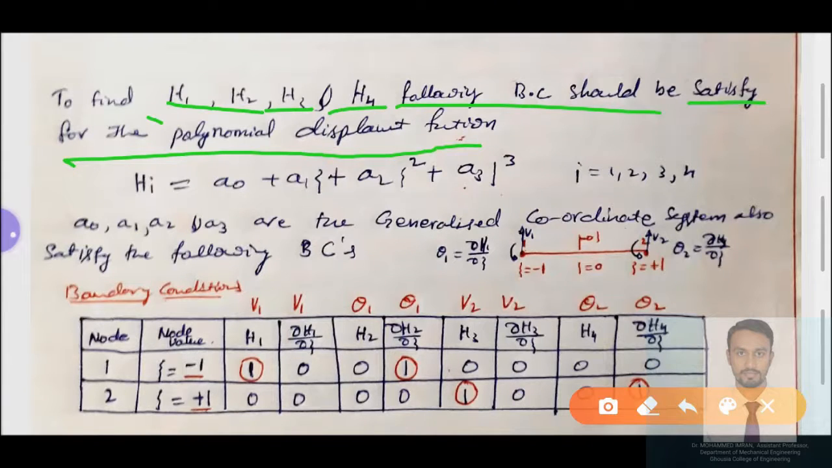Likewise here, to find the Hermite shape function we are not representing the beam in terms of a global coordinate system. We are representing the beam in terms of a dimensionless unit in a natural coordinate system. When we consider the natural coordinate system, what happens to the polynomial displacement function in terms of the Hermite shape function, that is u of x? Now it becomes h of zeta. That h of zeta becomes a0 plus a1 zeta plus a2 zeta square plus a3 zeta cube.